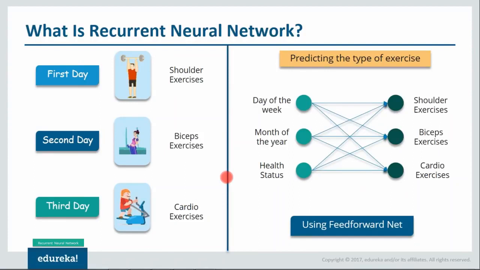Now what happens when we use a feed-forward network for predicting the exercise today? We'll provide inputs such as day of the week, month of the year and health status. And we need to train our network on the exercises that we have done in the past. After that, there'll be a complex voting procedure involved that will predict the exercise for us. And that procedure won't be that accurate. So whatever output we get won't be as accurate as we want it to be.